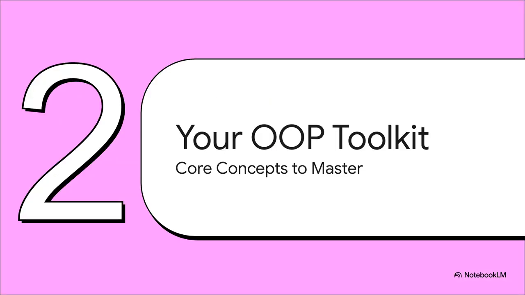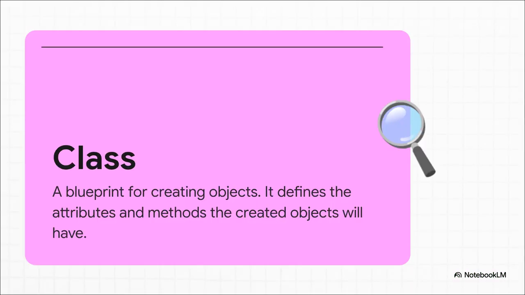Okay, so what's actually in this new object-oriented toolkit? Let's break down the core concepts you're going to get really good at. Think of these as the absolute pillars of OOP. First up, the class. Honestly, the best way to wrap your head around a class is to think of it as a blueprint. It's not the house itself, right? It's the detailed plan that defines everything about the house. How many rooms, where the doors go, the whole shebang. In code, it defines what an object is going to know and what it can do.